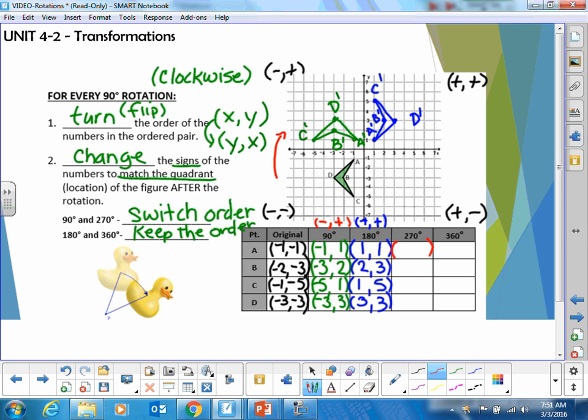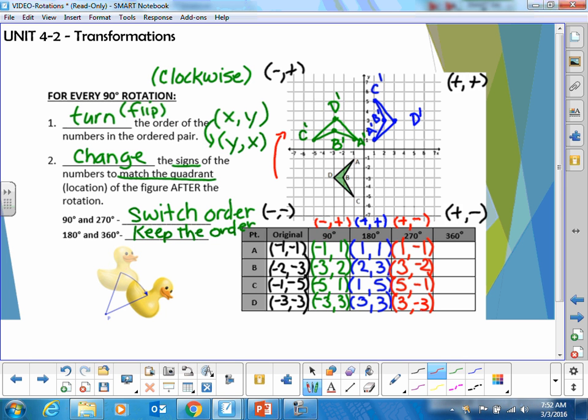We're going to move another 90 degrees, so which means I have to switch the order of my numbers again. We're going to be moving into the fourth quadrant, so my signs are going to be positive, negative. So my numbers are going to switch, so I'll have a positive 1 and a negative 1. My numbers from the 180 degrees are going to be 3 and then a negative 2. 5, negative 1, because I'm switching from 1, 5, switching the order, and then 3, negative 3.